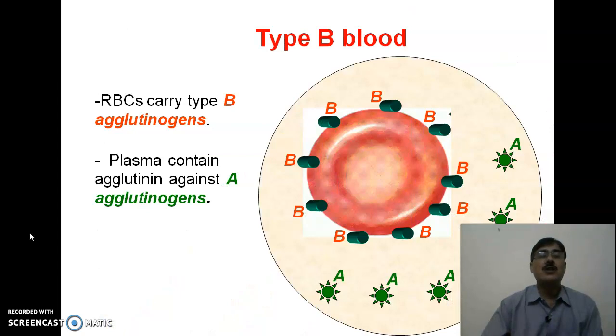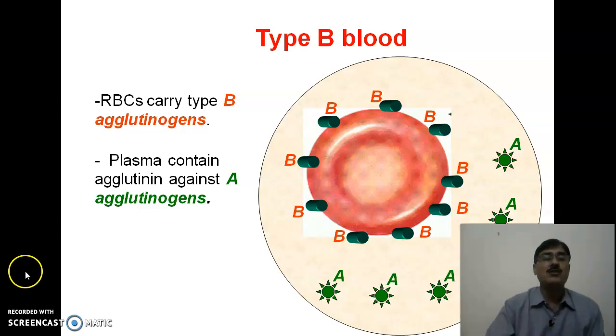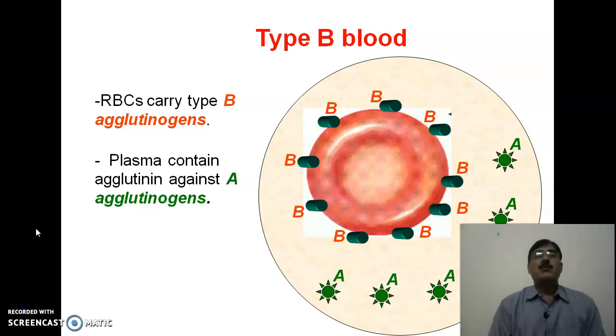Now let us look at the second type, type B, where RBCs carry B agglutinogens and the plasma carries not the agglutinogens but the agglutinins. So we were talking about the type B blood group, where the plasma contains agglutinin against the agglutinogens. The agglutinin present here, which is not mentioned on the slide, is actually agglutinin A, or antibody A.